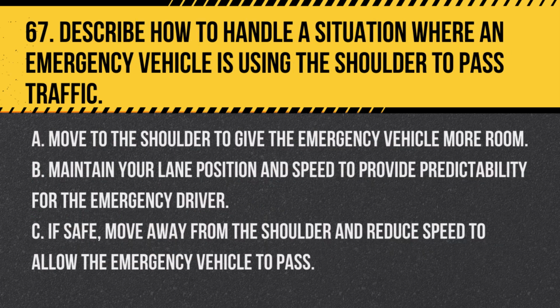Question 67. Describe how to handle a situation where an emergency vehicle is using the shoulder to pass traffic. A. Move to the shoulder to give the emergency vehicle more room. B. Maintain your lane position and speed to provide predictability for the emergency driver. C. If safe, move away from the shoulder and reduce speed to allow the emergency vehicle to pass. Answer. C. If safe, move away from the shoulder and reduce speed to allow the emergency vehicle to pass. Ensuring clear passage for emergency vehicles is crucial.